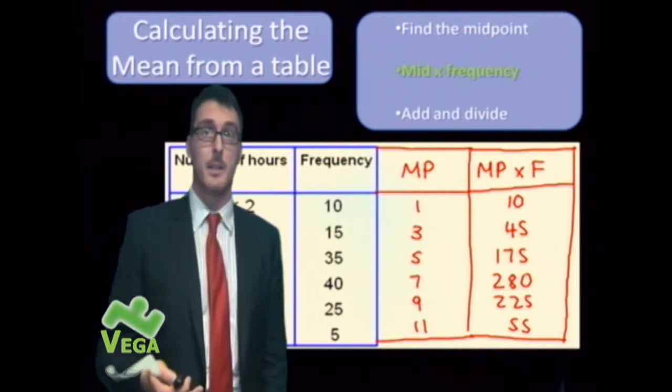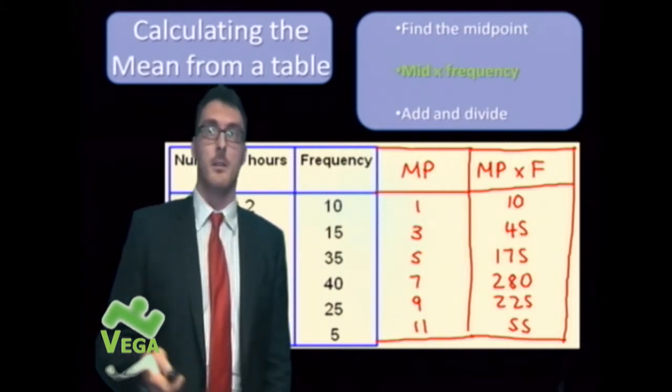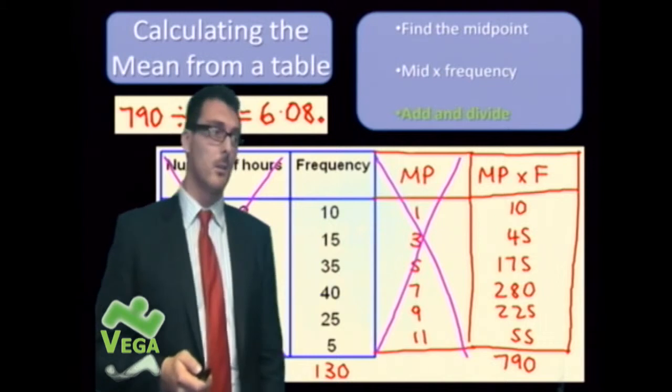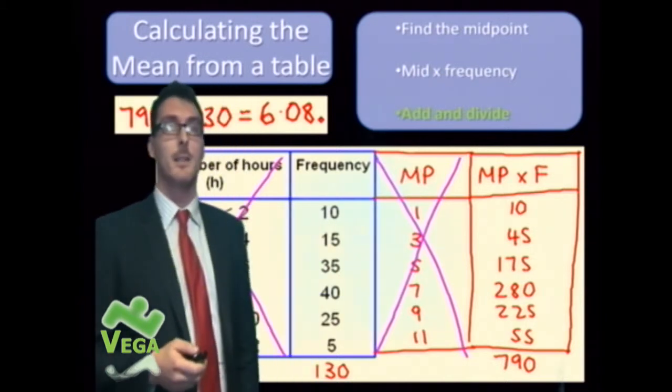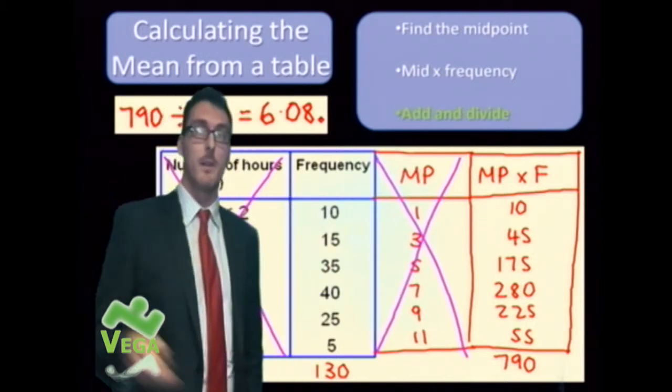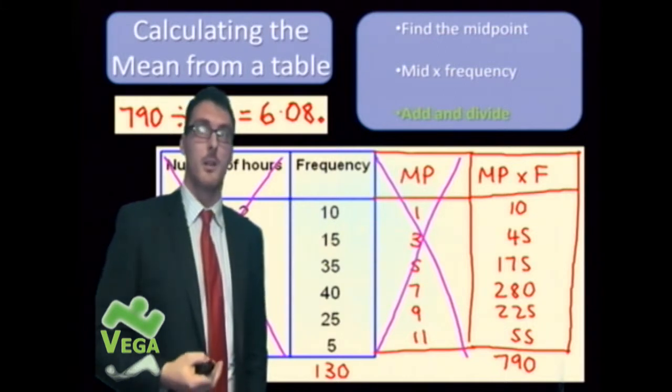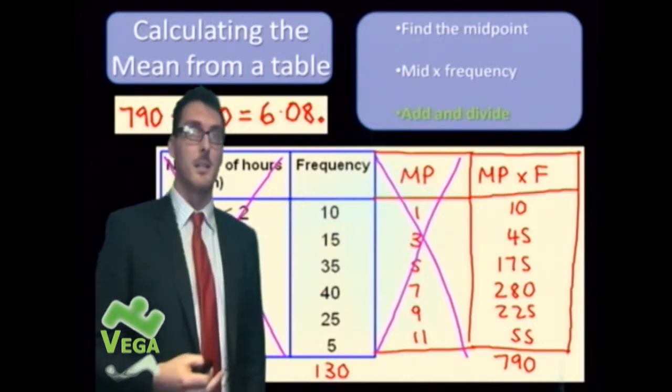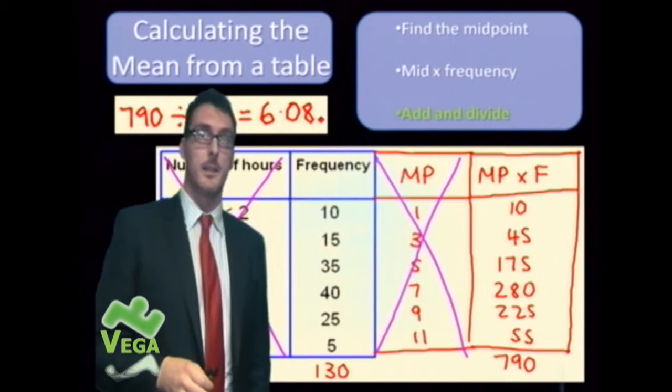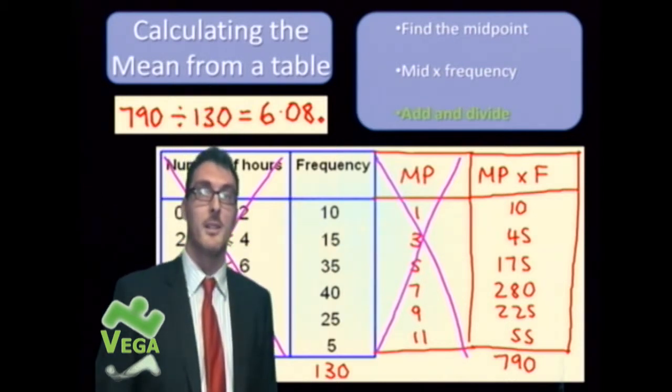Now the third thing we need to do is add and divide. Okay, now people get this mistaken quite easily, but all we need to do is add up our midpoint multiplied by frequency. That gives you 790. You also have to add up your frequency. In this case, it gives you 130. I'm just going to duck down there because it's a little bit above me.